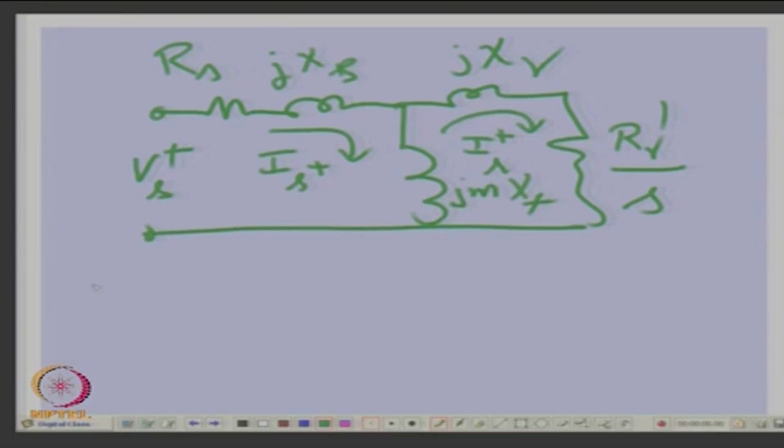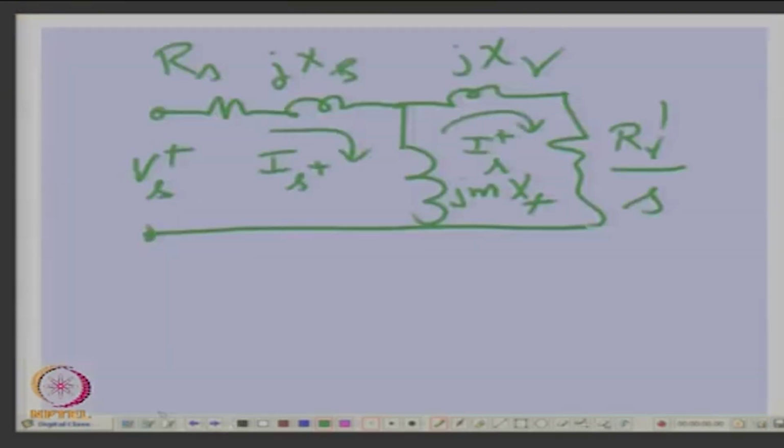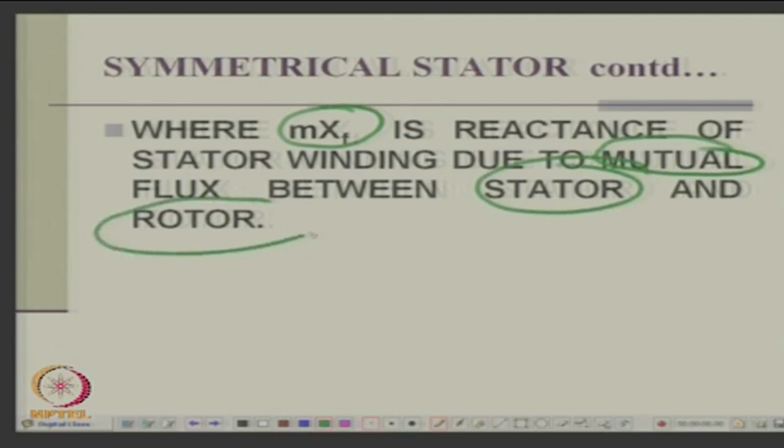I think this is important. Our Xf was defined for one phase, so it is very important for you to know what we have got here. The mutual reactance will be J Mxf because it is an M phase machine. The Mxf is the reactance of the stator winding due to mutual flux between stator and rotor.